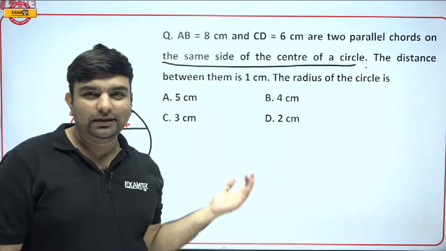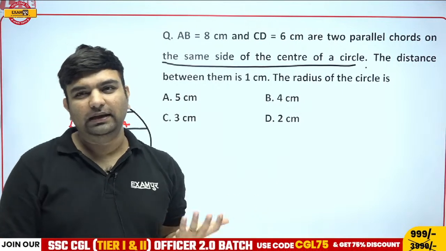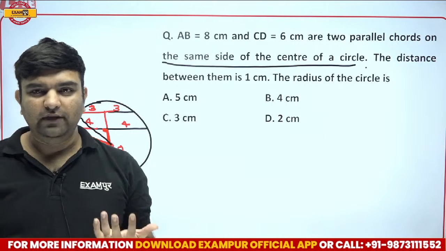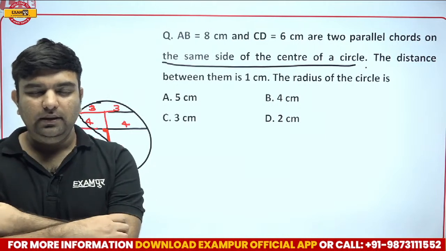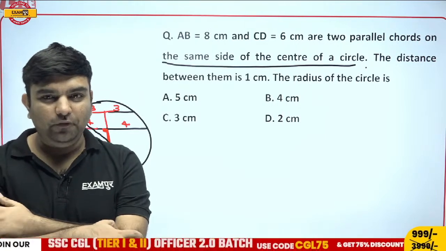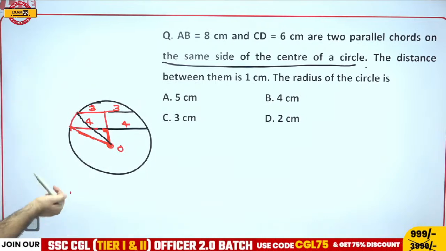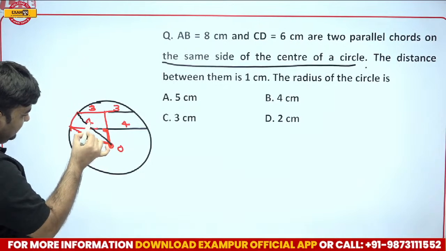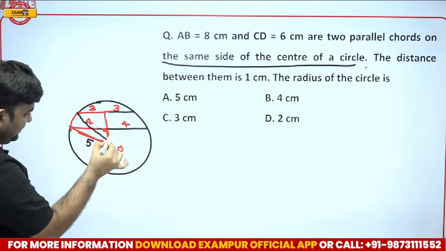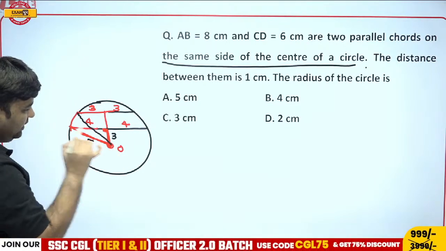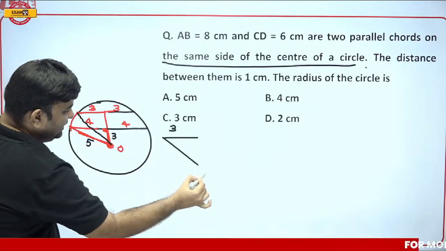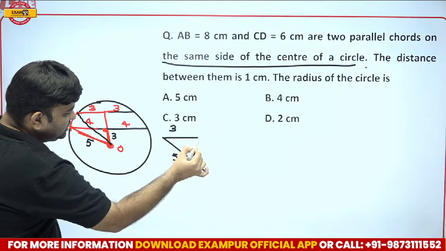By looking at 3 and 4, 5 automatically comes to our brain. Let's check whether it is 5 or not. If I keep this radius as 5, then this is 4, this is 5, then this will become 3. And when I see the smaller chord, it is 3 and the radius is 5, so it should have been 4.